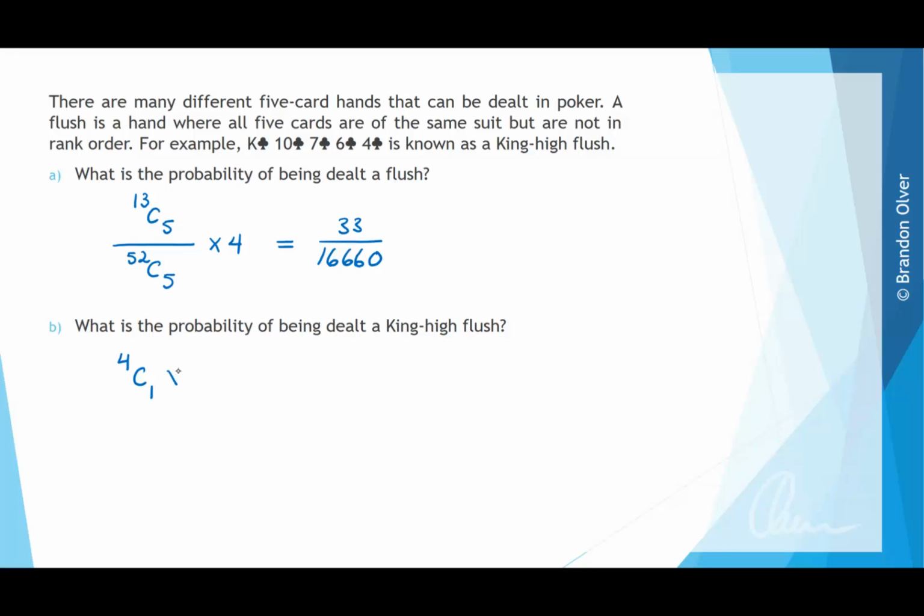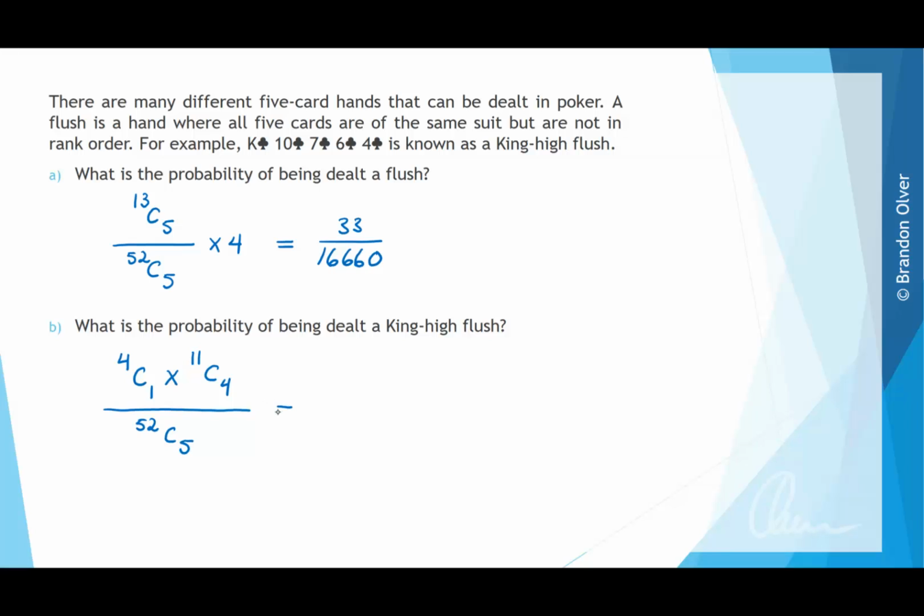Then to complete the rest of that hand, we need to select 4 more cards. And because we want a King High flush, we know that we can't select a second king because we've already got a king in that suit, and we can't have an ace, or it would be an Ace High flush. So that means that there's 11 cards left to select 4 from, and then to get the probability we divide that by 52 cards, and selecting 5 of those is the number of ways we can get any 5-card hand.